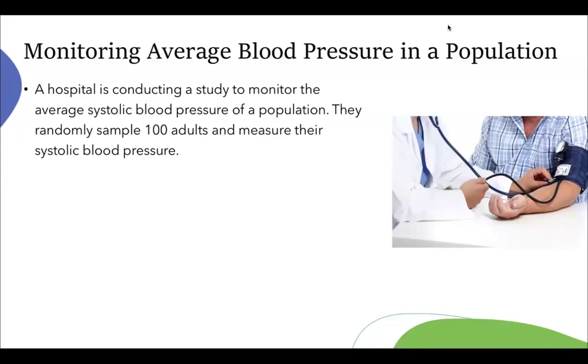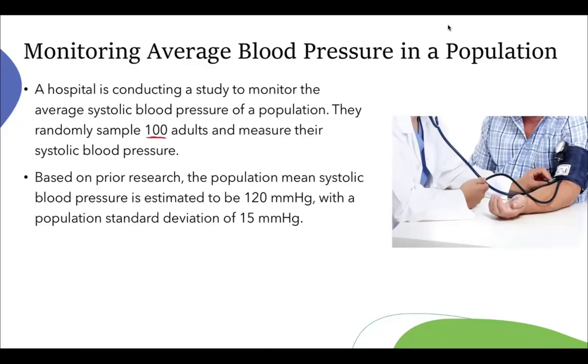A hospital is conducting a study to monitor the average systolic blood pressure of a population. They randomly sample 100 adults and measure their blood pressure. Based on prior research, the population mean systolic blood pressure is estimated to be 120 with a population standard deviation of 15. So we're given three numbers here that are all important. We have the sample size n, we have the mean of the population, we have the standard deviation of the population.